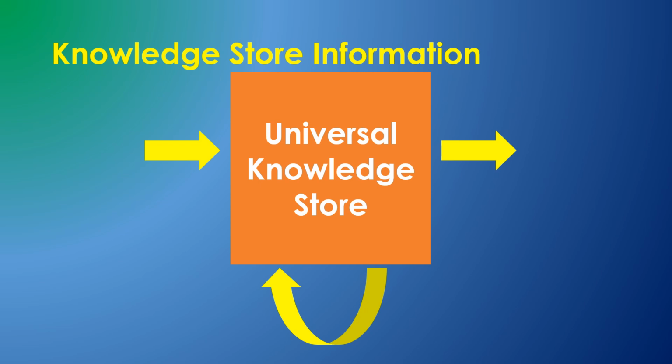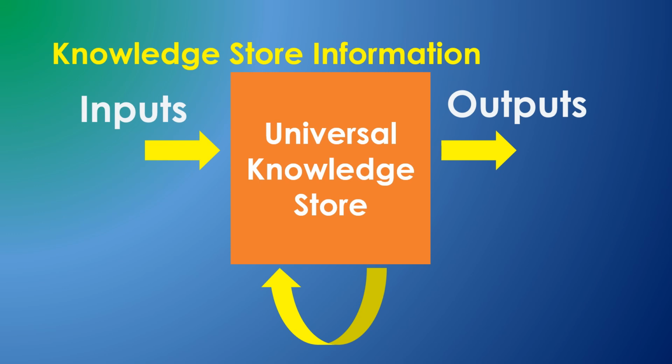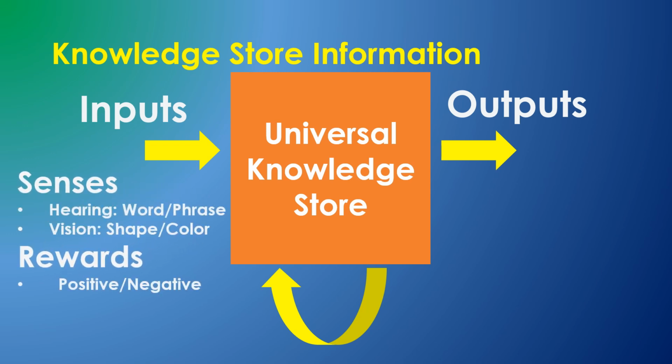Looking at the Universal Knowledge Store in greater detail, let's start with the inputs and outputs. Inputs to the Universal Knowledge Store are Sallie's senses, currently vision and hearing. Touch is also available but not yet connected. Vision is handled as shapes and colors with positions, while hearing is handled in phrases. Right now, Sallie has a single positive or negative reward input.